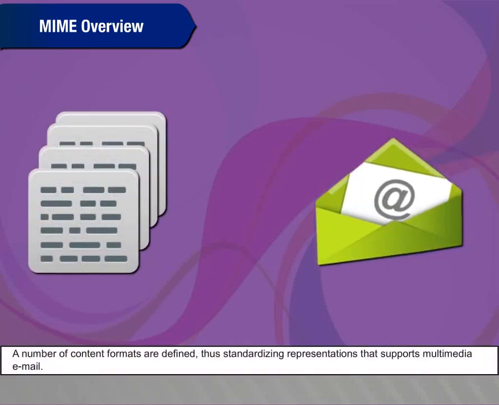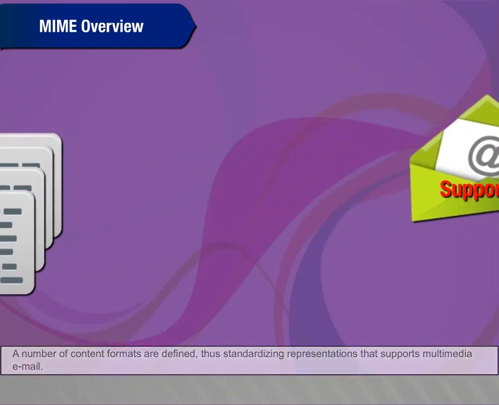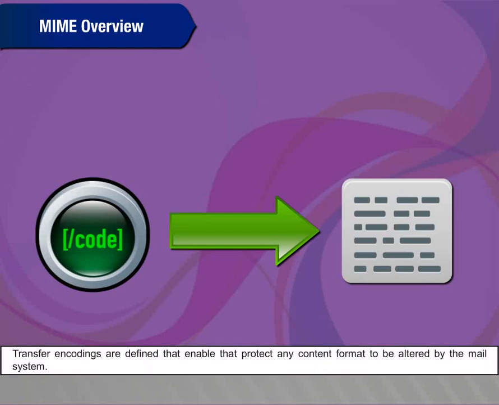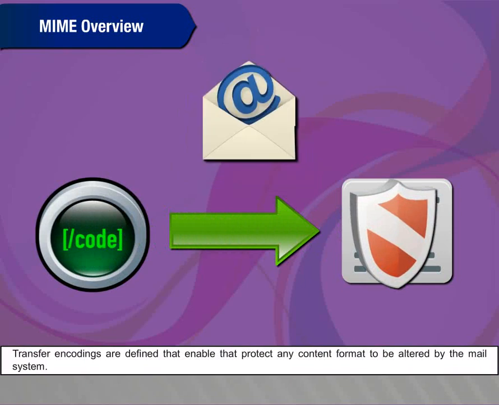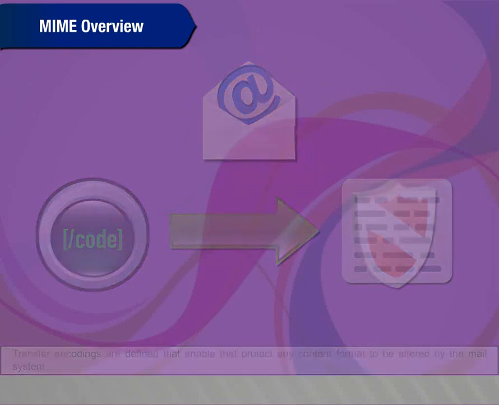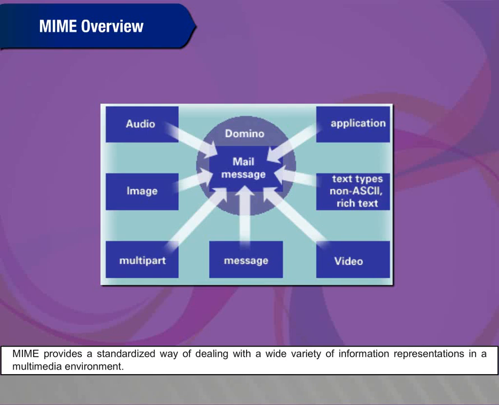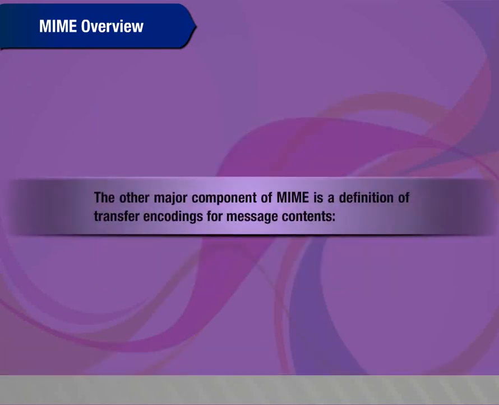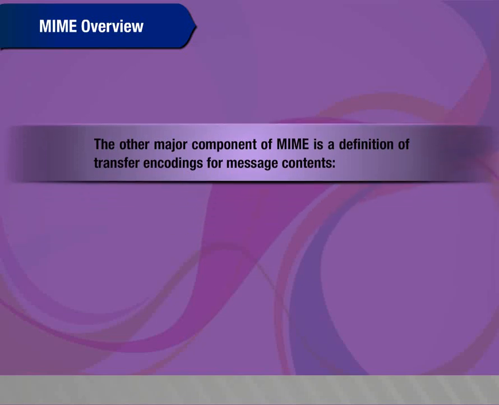A number of content formats are defined, thus standardizing representations that support multimedia email. Transfer encodings are defined that protect any content format from being altered by the mail system. MIME provides a standardized way of dealing with a wide variety of information representations in a multimedia environment. The other major component of MIME is the definition of transfer encodings for message contents.